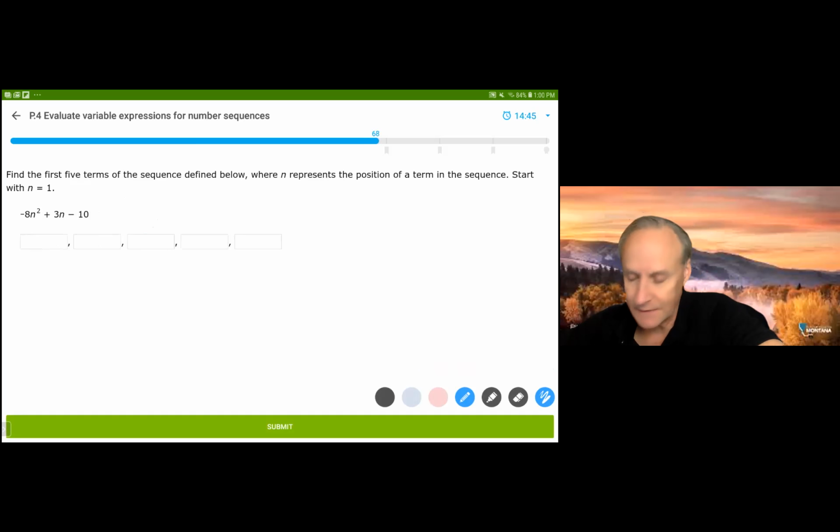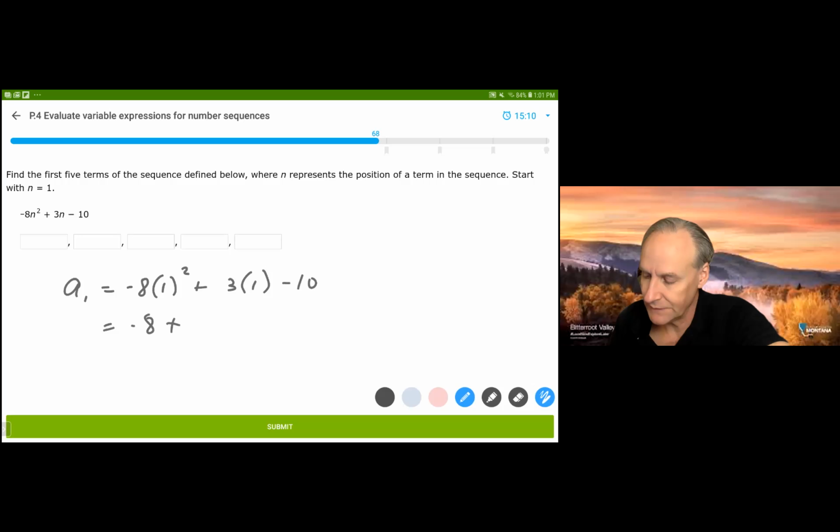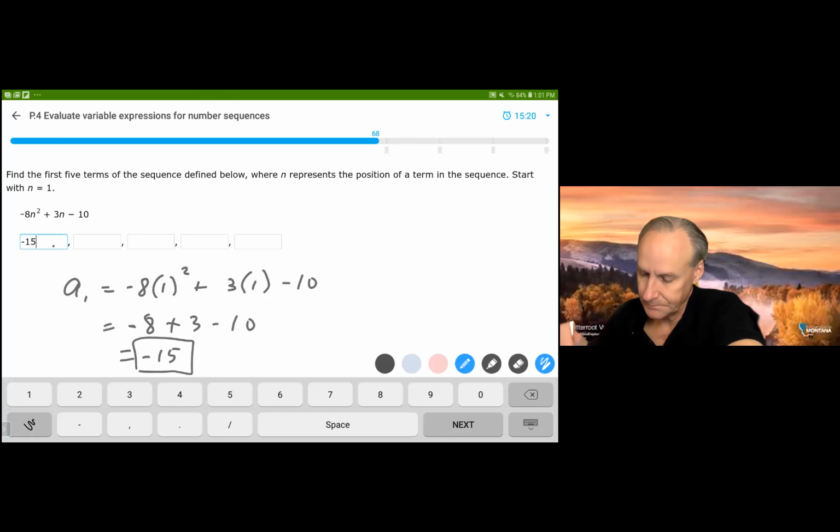Okay, now this one's going to be a little different. This one we can't just imagine what's going to happen. We're going to have to substitute it in. So we've got A to the 1 is equal to -8 times 1 squared plus 3 times 1 minus 10. And that's going to be -8 plus 3 minus 10, which is -15. That's our first term. So our first term is -15.